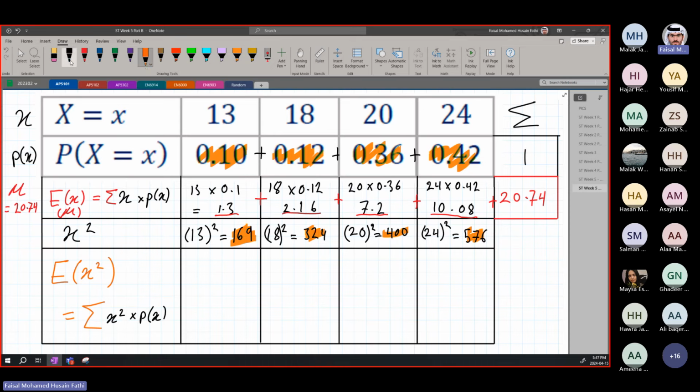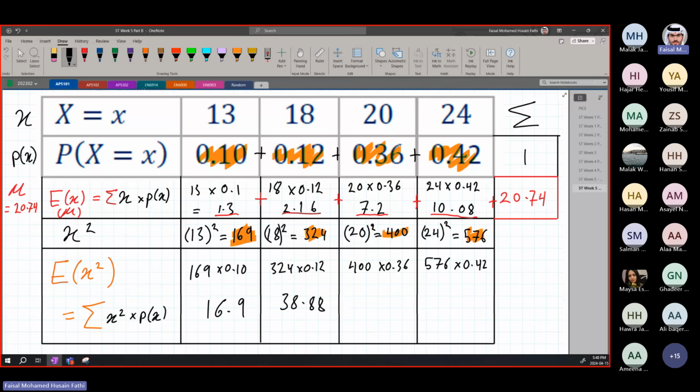So what does this mean? We're going to do 169 times 0.10, 324 times 0.12, 400 times 0.36, and 576 times 0.42. You will find the answers for each one. Again, I'm only doing this here so I can show you the step that I'm doing, but all you're going to be doing is actually just writing the solution, the answer: 144 and 241.97. Okay? So this is how you will fill out your table.